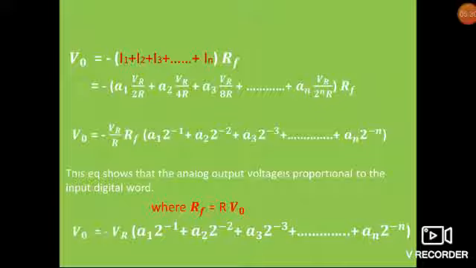plus An 2 to the power of minus n). So this equation shows that the analog output voltage is proportional to the input digital word, where RF equals R. VO equals minus VR (A1 2 to the power of minus 1 plus A2 2 to the power of minus 2 plus A3 2 to the power of minus 3, so on, plus AN 2 to the power of minus n).